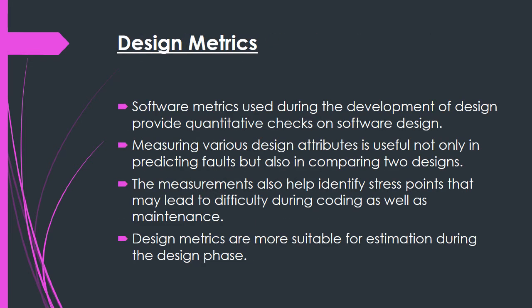Now comes the next topic, what is a design metric. Software metrics used during the development of design provide quantitative checks on software design. Measuring various design attributes is useful not only in predicting faults but also in comparing two designs. That means with the help of these design metrics we are able to estimate the complexity at the design level, and measure the software design, or the number of errors that can occur, by comparing two or more designs whenever we have alternative design solutions for a particular problem.